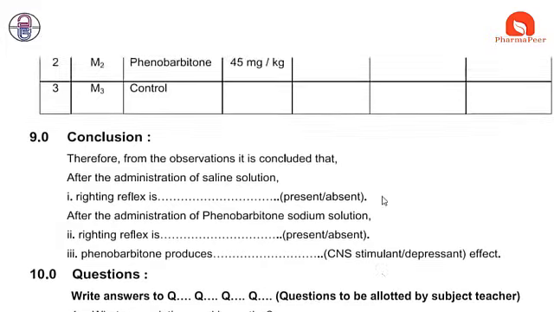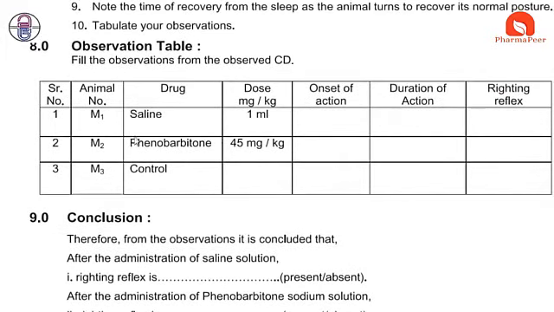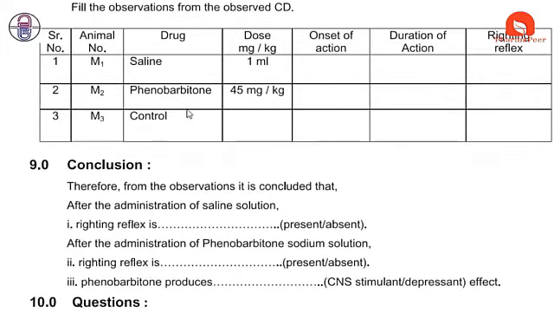We have to write this observation table in this manner. For M1, M2 and M3, the onset of action is 30 minutes, 15 minutes and 30 minutes. The duration of action is 30 minutes, 45 minutes and 30 minutes. The writing reflex is present, absent and present. So this is the observation table and conclusion.